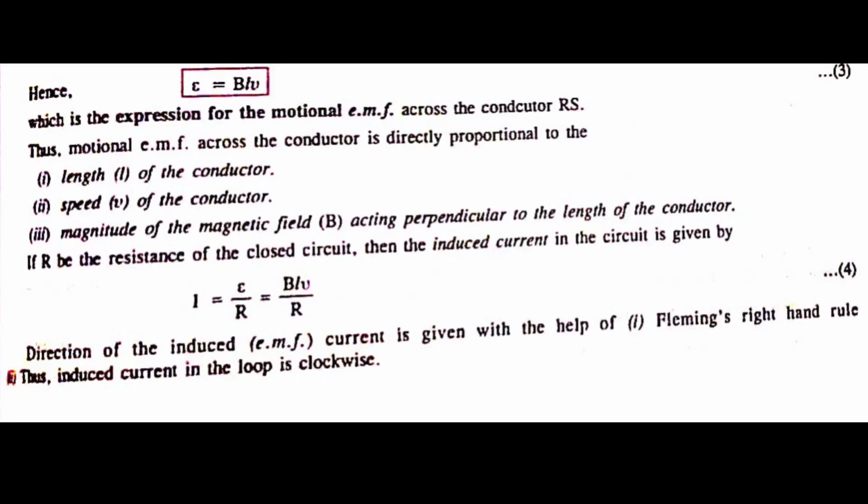Now apply Ohm's law by taking R as the symbol for the resistance of the closed circuit. Here I is the induced current, then by using Ohm's law we have the expression I equals epsilon divided by R. Put in the value of epsilon, that is, the value of the motional electromotive force, divided by R. Then we have equation number 4. To find the direction of this induced EMF or current, we can take the help of Fleming's right hand rule, and from that we get the induced current in this loop in the clockwise direction.